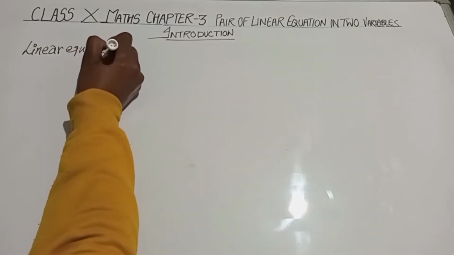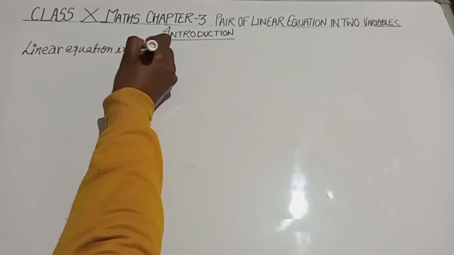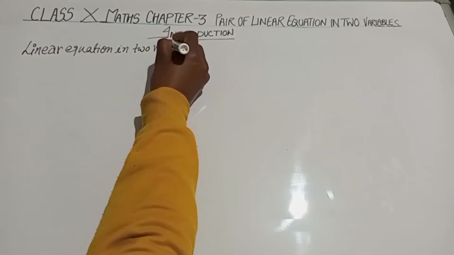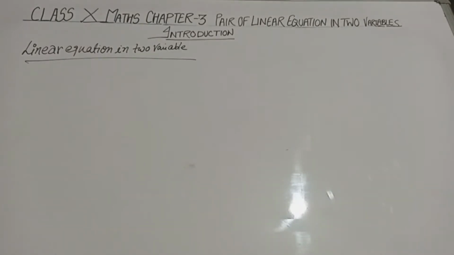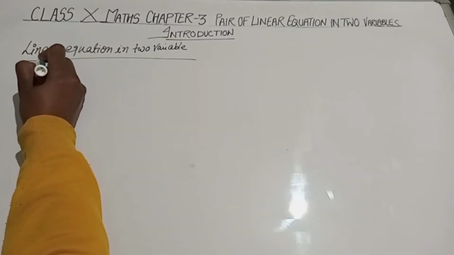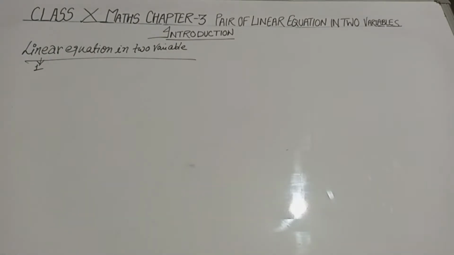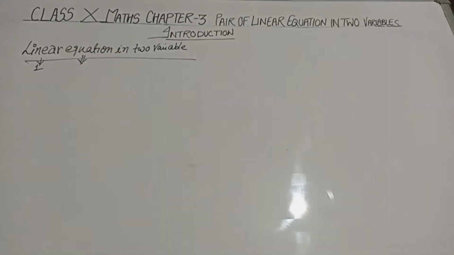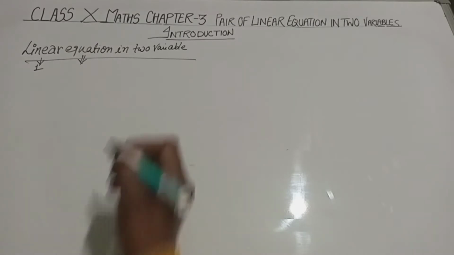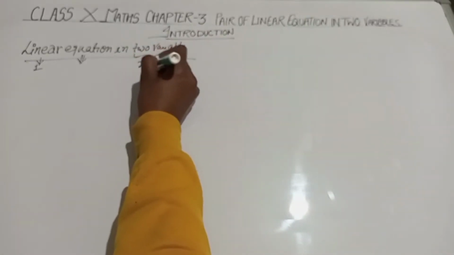Let us discuss this linear equation in two variables. It is easy to understand a pair of linear equations in two variables. So what have we studied in linear equations in two variables? First of all, linear means the degree must be 1. Equation means the equality exists, which means LHS and RHS exist. Two variables means x and y.